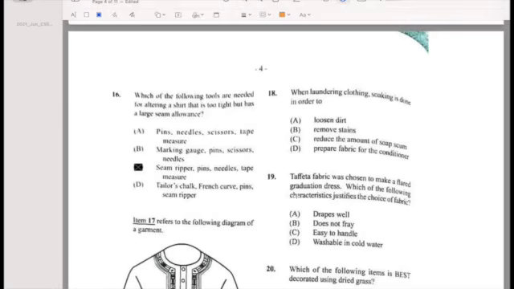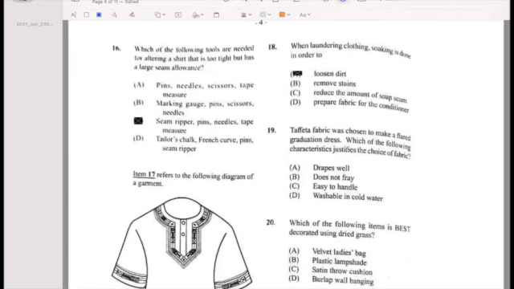Number 18. A, to loosen the dirt. That's why we soak our clothes, all right? Number 19.